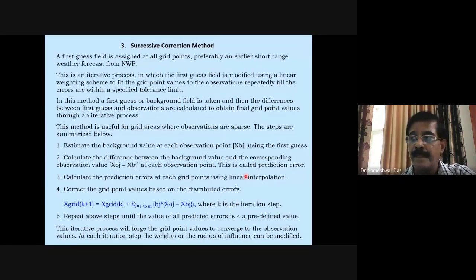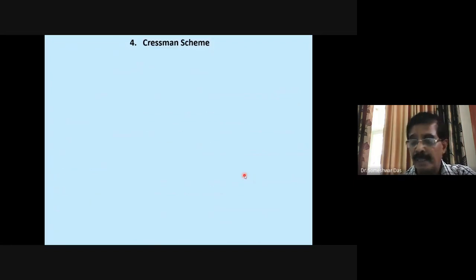Okay. As I said, radius of influence is the distance from your grid point up to which you would like to consider your observations. Okay. And I have already discussed that in the morning. So that was the successive correction method.